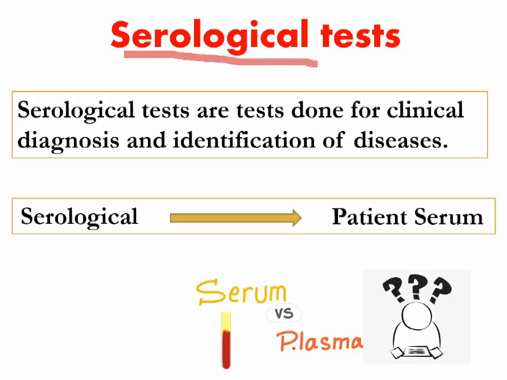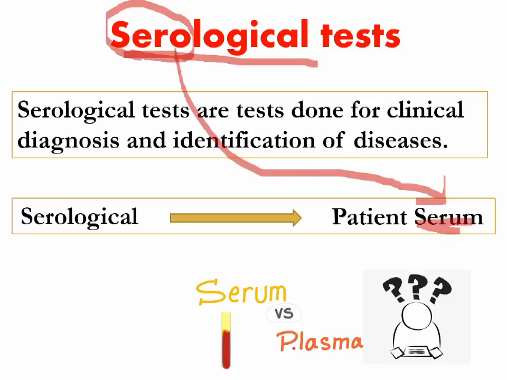In the word serological, you can obtain the part sero, for serology, and it gives you the term serum. So the serological tests are the tests which are performed on the patient's serum. And we're going to understand what the meaning of serum is.